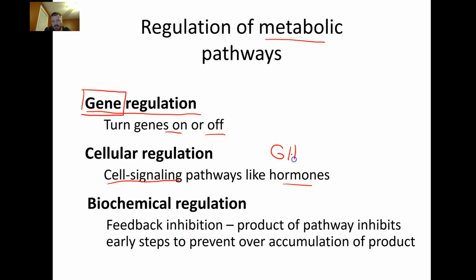Maybe we also have some cell signaling going on with things like hormones. So growth hormone is a big one. Growth hormone causes all of your cells to grow, so you would be producing maybe a lot of particular enzymes to help you put molecules together in anabolic pathways or break them down in catabolic pathways, just through, again, kind of cellular regulation. And then one of the big ones too is through biochemical regulations, mostly through feedback loops, or feedback inhibition.